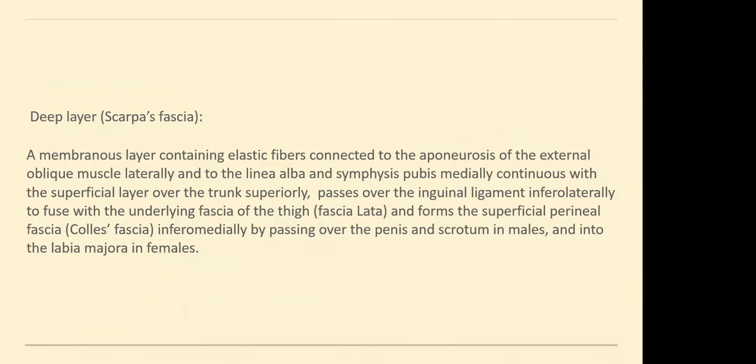This is a membranous layer containing elastic fibers connected to the aponeurosis of the external oblique muscle laterally, to the linea alba and symphysis pubis medially, continuous with the superficial layer over the trunk superiorly. It passes over the inguinal ligament infralaterally to fuse with the underlying fascia of the thigh, known as fascia lata, and it forms a superficial perineal fascia, Colles fascia, inframedially by passing over the penis and scrotum in males and into the labia majora in females.